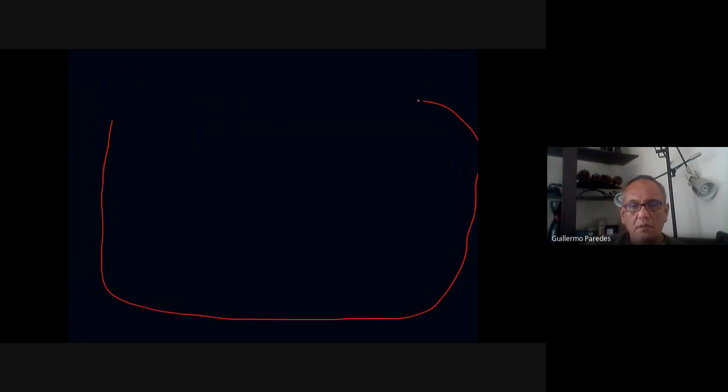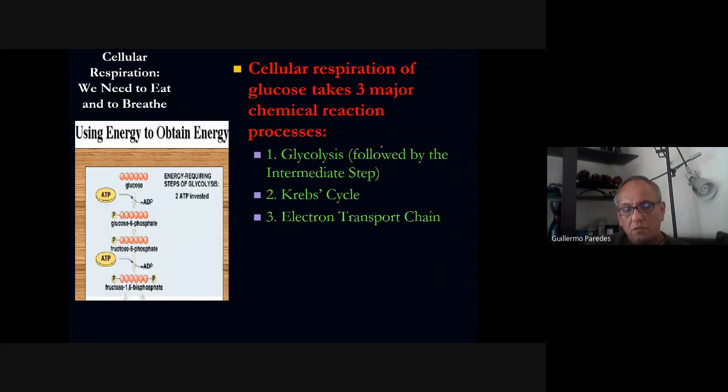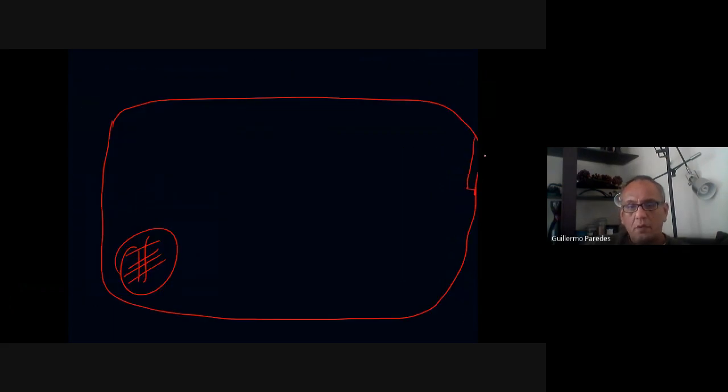This is the cell. Here we have the nucleus, just to illustrate a little bit. Here we have the cell, and here we have the glucose. This is the glucose. How does the glucose get in? This is the blood, let's make it the blood here. This is the blood outside of the cell. We have molecules of glucose.